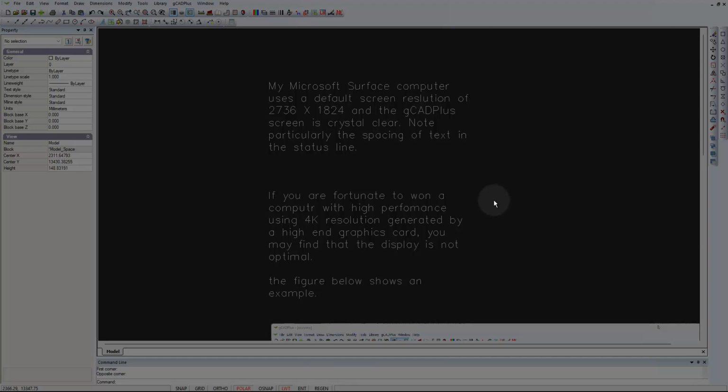I'm using a Microsoft Surface computer with a default screen resolution of 2736 by 1824, and the gCADPlus screen that you see here is crystal clear, particularly if we move down to the status line, down the bottom of the screen here, and look at the spacing of text, snap, grid, ortho and so on are clear and nicely spaced.